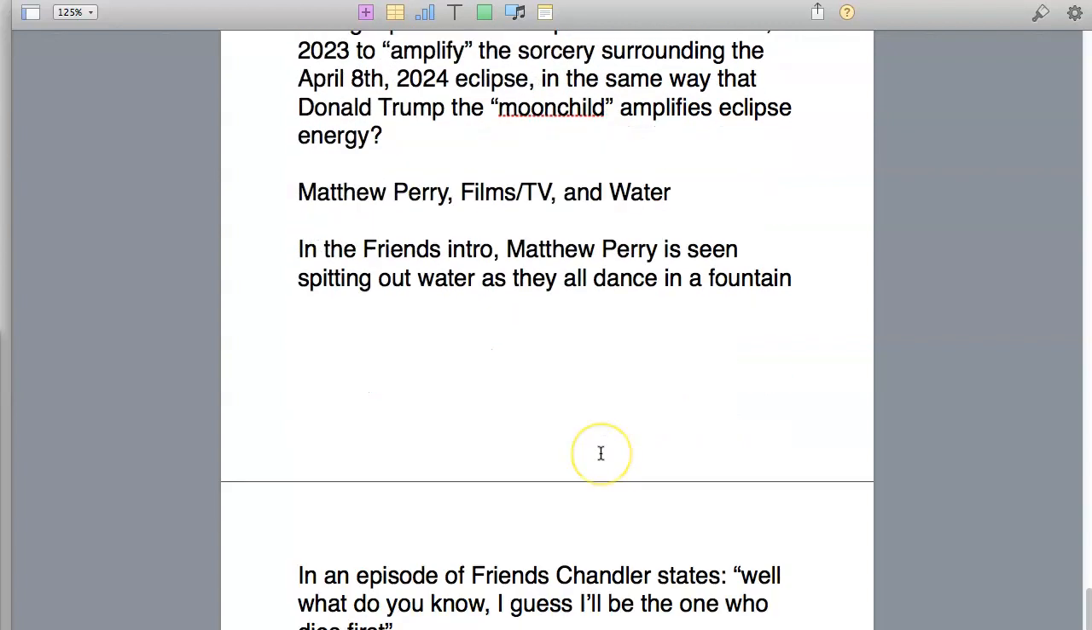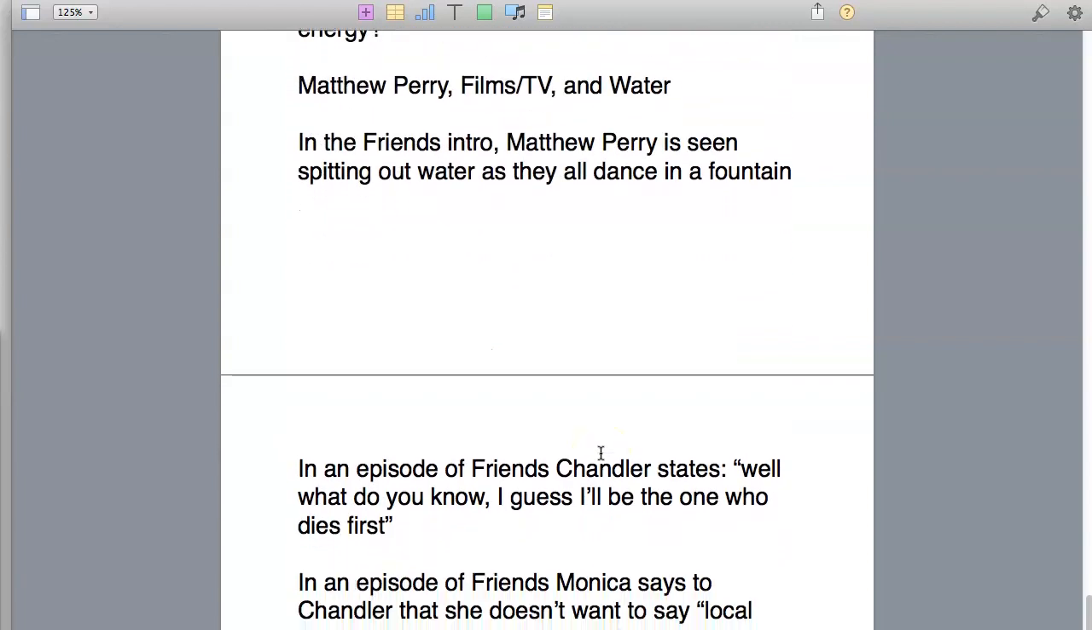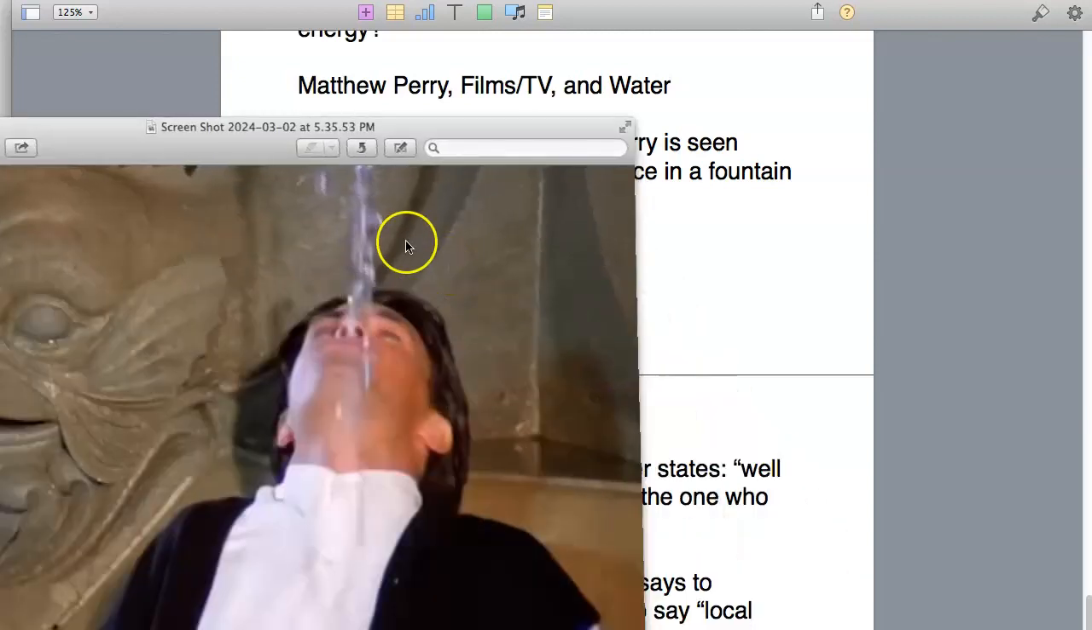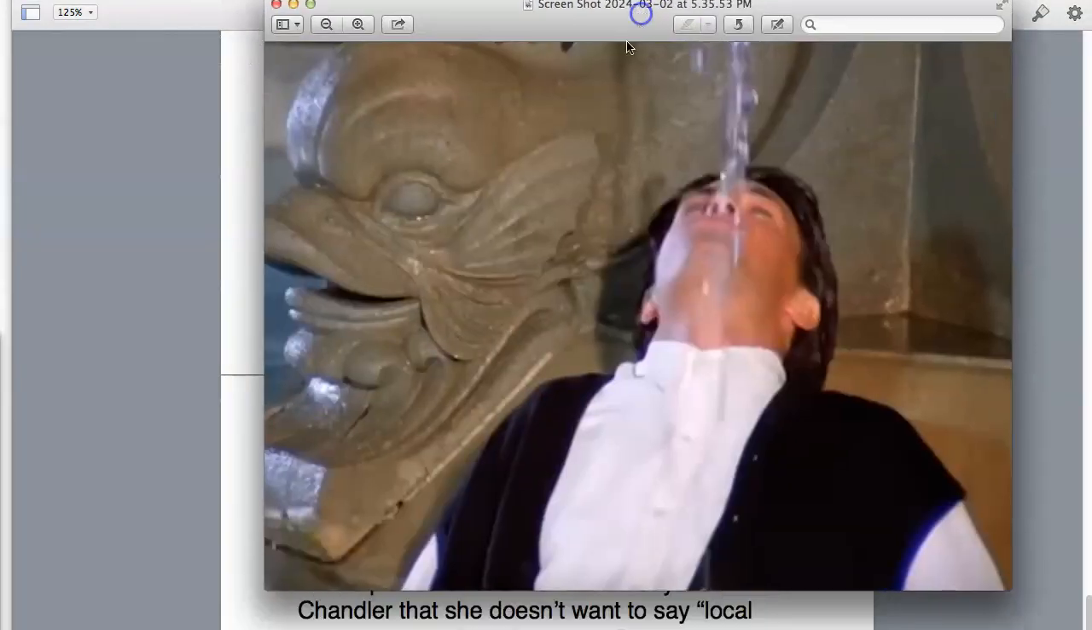So, first, in the Friends intro, Matthew Perry is seen spitting out water as they all dance in a fountain. This is a picture of that. It's also next to some interesting creature. I don't know what that is. It kind of looks like a dolphin, but I don't know what it is. It's like a dolphin with some kind of winged thing going on. Those of you who are listening to this will possibly know what this is, and you can enlighten us all if you know. I shouldn't have even mentioned it now that I'm thinking of it, but too late now.